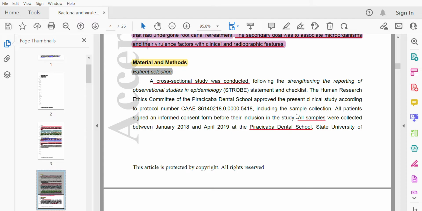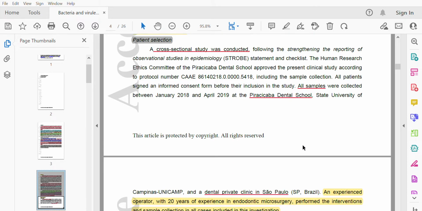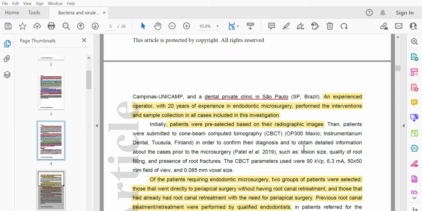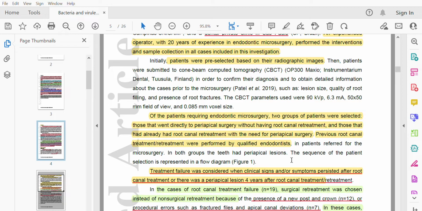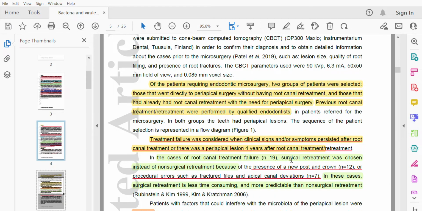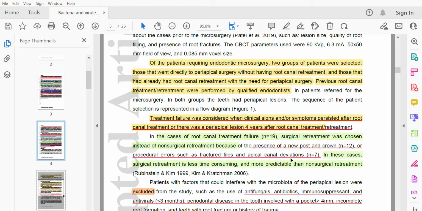According to the methodology, all the samples were collected from the periapical area by an experienced operator with 20 years of experience in endodontic microsurgery. The patients were selected based on their radiographic images, and the patients who required endodontic microsurgery were divided into two groups. One group went directly to periapical surgery without having root canal retreatment, and the other group had already had root canal retreatment and needed periapical surgery.